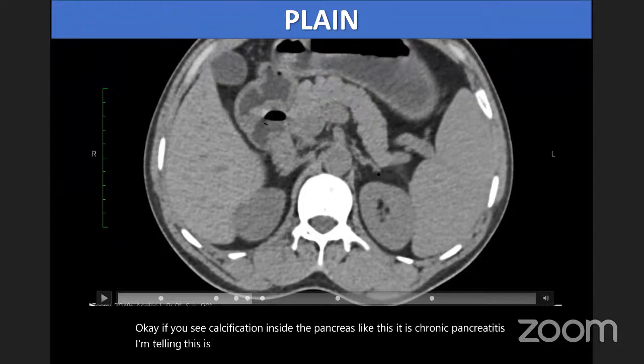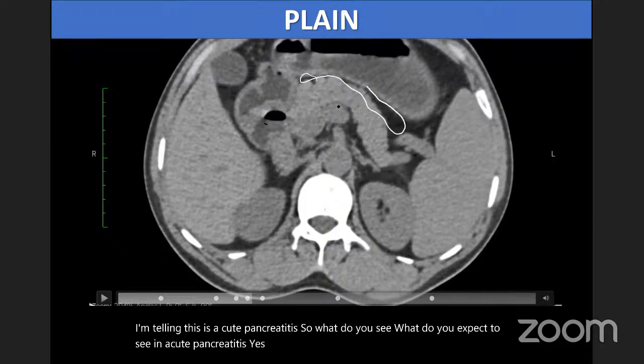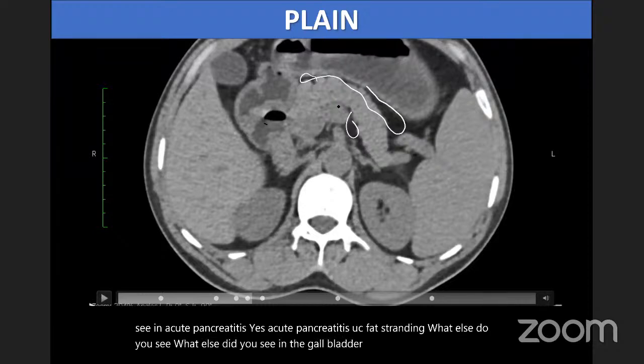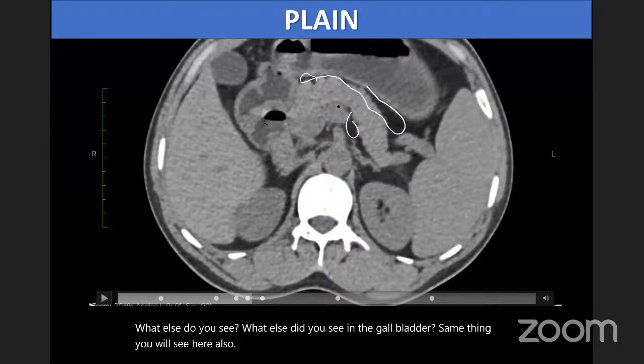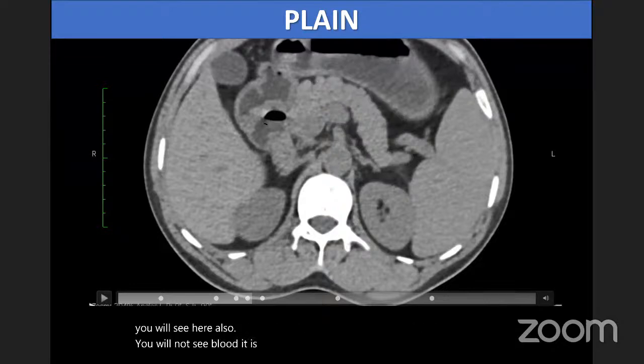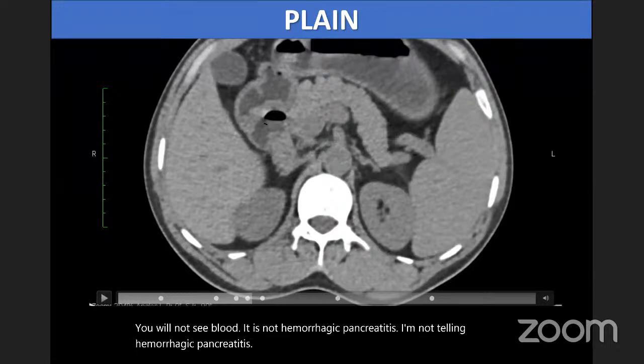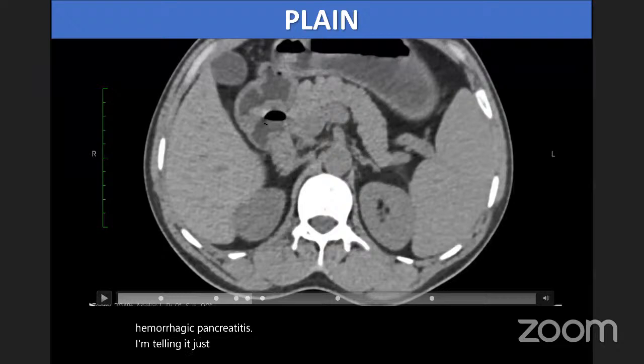So what do you expect to see in acute pancreatitis? Yes, in acute pancreatitis, you see fat stranding. What else did you see in the gallbladder? Same thing you will see here also. You will not see blood. It is not hemorrhagic pancreatitis. I'm just telling it's pancreatitis. So the only thing you need to know is what inflammation is.